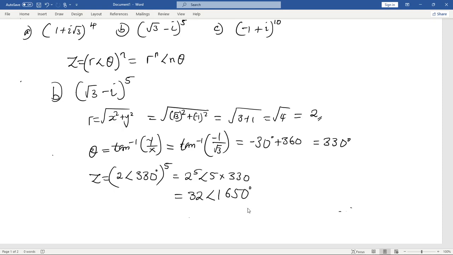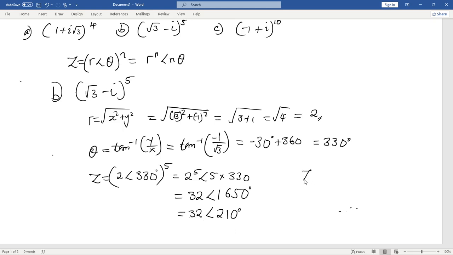Now we can get the equivalent of this angle in a smaller version, if we keep subtracting 360 until we get the desired angle. Let me just do this quickly. Okay, so this is the same as 32 with 210 degrees. Now, if we have got 210 degrees, we need to express this in rectangular form.